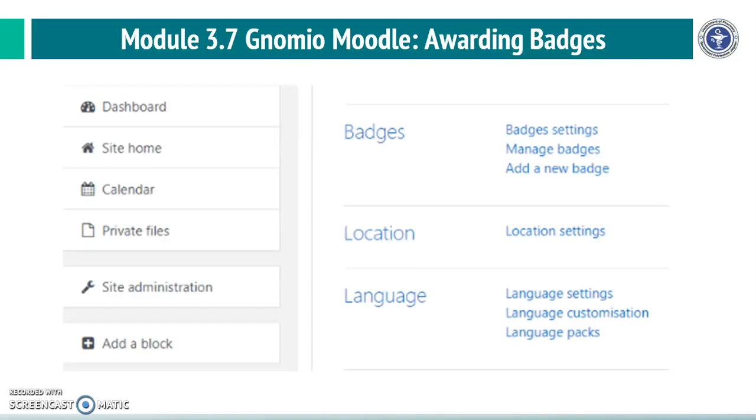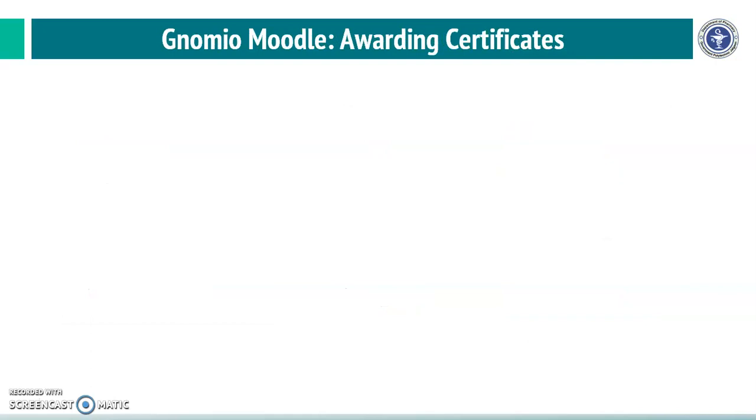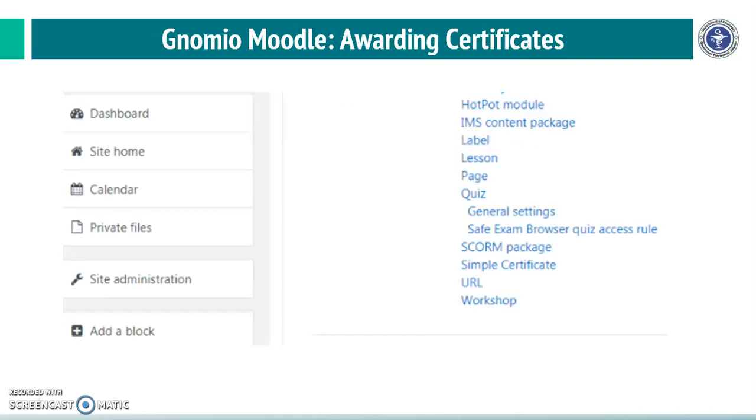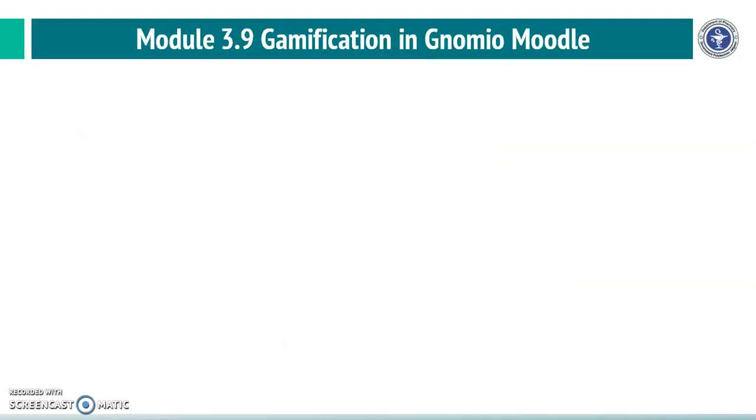Then we have moved to 3.7 module, which was on awarding the badges. And we have seen how we can add a new badge and do the badges settings so that the badges can be awarded to the students as motivation to them for learning. Not only that, we have also seen how we can add the simple certificate by using certain settings so that the students can also be motivated by awarding them the certificates after completion of the course.